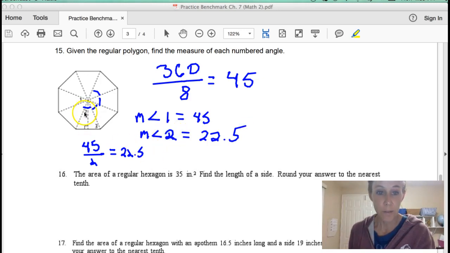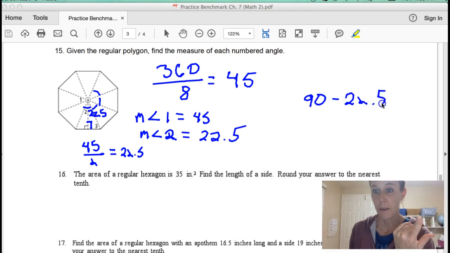Okay, so if that's 22.5 degrees, this is also 22.5 degrees. This is 90. So that leaves angle 3. If this is a triangle, it's 180 degrees. So I take off 90, I have 90 left. Take off 22.5 from 90, and that will tell you what angle 3 is.